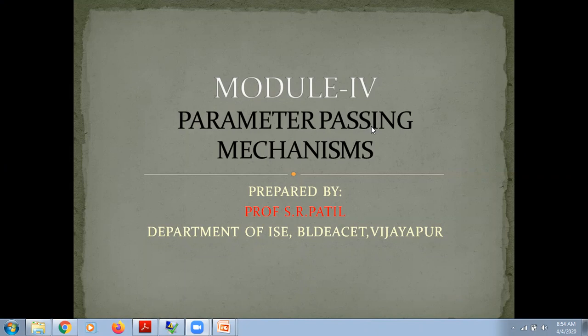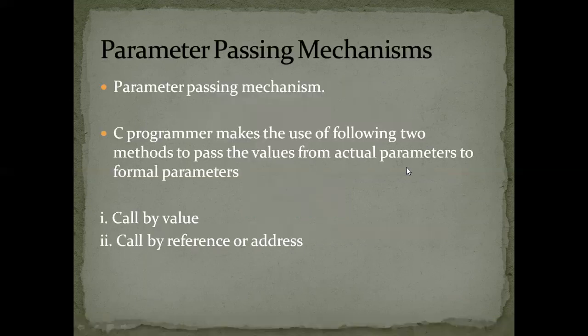In today's lecture, I am going to teach you the parameter passing mechanism in C programming. The mechanism or process used to send the inputs or values from the calling function main to a user defined function to do a specific task is called the parameter passing mechanism. So here we can see the introduction to the parameter passing mechanism.